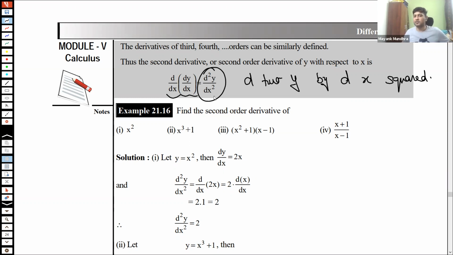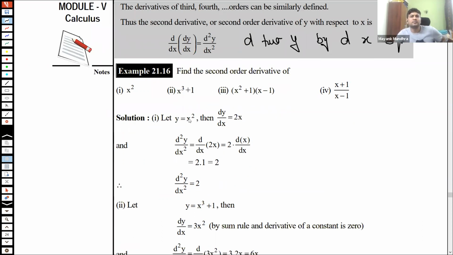You don't call it d square y by dx square, because that can create confusion. dy square by dx square is something else. It is basically differentiation of y square with respect to x square. So to avoid that, we say it as d2y by dx square, and we write it like this. So second order derivatives are very easy. You differentiate once and then you differentiate again.